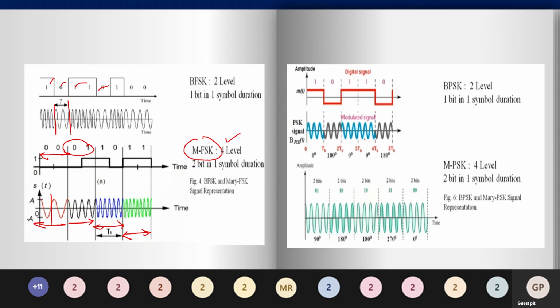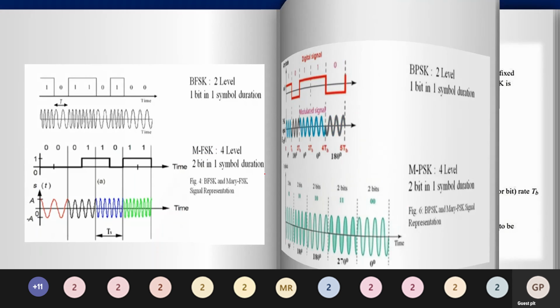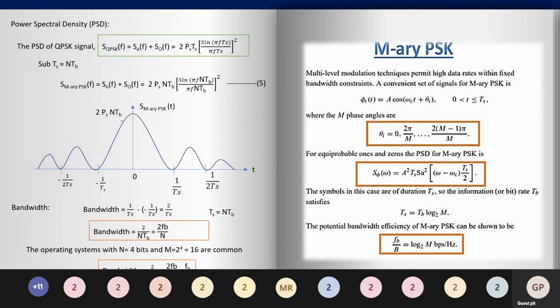For BPSK we have taken a comparison with MPSK. FSK means different frequency, PSK means different phase that you have to add. There are also power spectral density formulas and bandwidth formulas. One more important formula that you have to remember is the bandwidth efficiency, which is Rb by B. So the formula will be log to the base 2 of M.